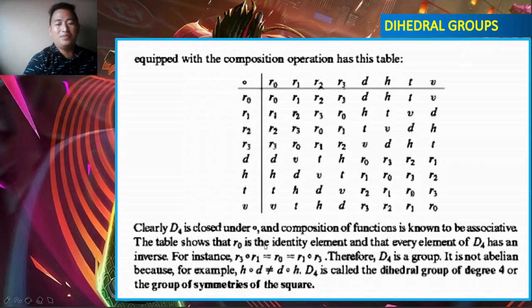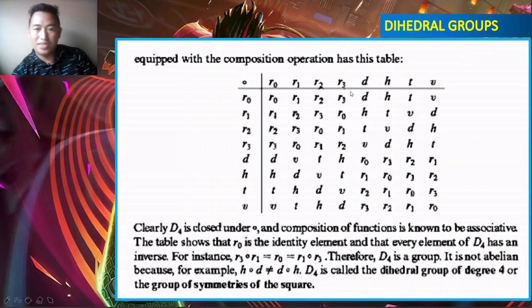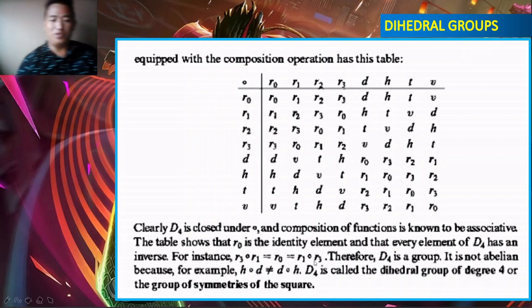So, the table shows that R sub 0 is the identity element. Then, that every element of D4 has an inverse. Is that right? Does every element of D4 have an inverse? Let us look. What is the inverse of R sub 0? Of course, itself. What about R1? R3? R1 compose R3 is R0. The answer should be the identity. So, R0. Then R3 compose R1 is R sub 0. So, the inverse of R1 is R3, and the inverse of R3 is R1. So, the two are partners.